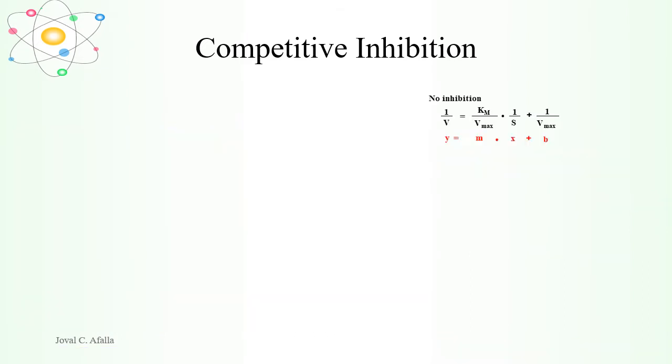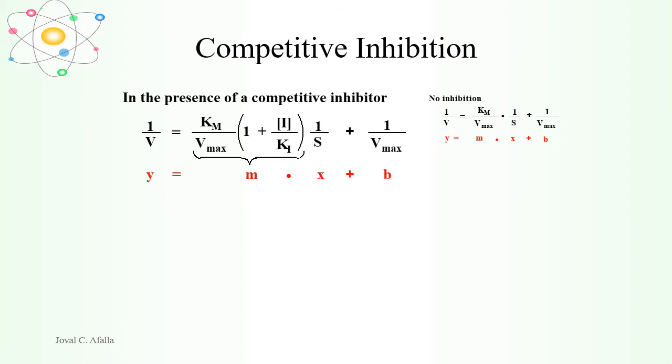Okay, so let's look at the mathematics. Again, this equation is the regular reciprocal of the Michaelis-Menten equation, but in the presence of a competitive inhibitor, the equation changes, and it changes by this factor. So we introduce another term into our Lineweaver-Burk equation.